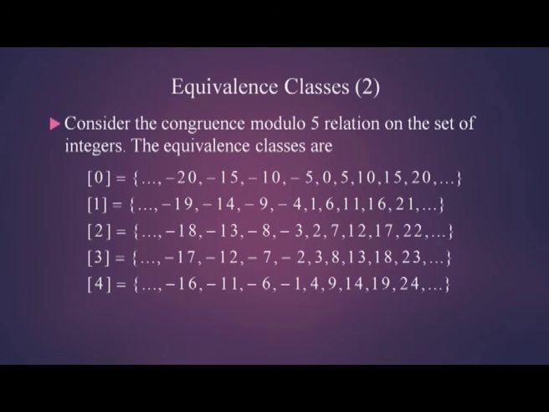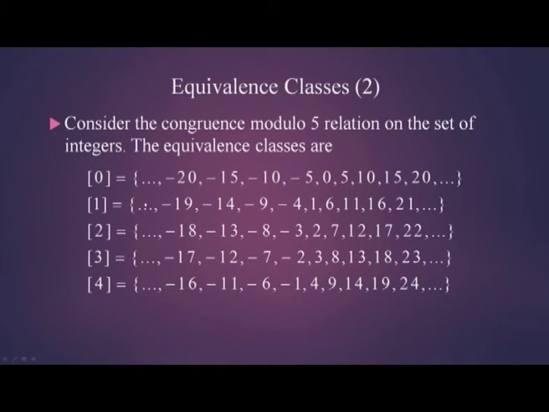Now, let us look at some examples of equivalence classes. Now, we go back to the example that we saw some time back, which is here. Here we take m equal to 5 and we have the congruence modulo 5 relation. Now, corresponding to congruence modulo 5, if we consider 0, let us see the equivalence class generated by 0. So, we have got 0, 5, minus 5, 10, minus 10, 15, minus 15, 20, minus 20, and so on.